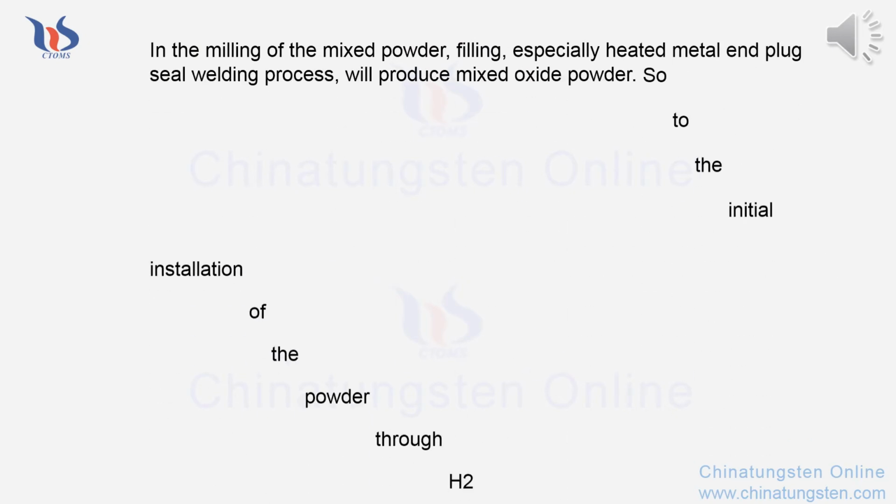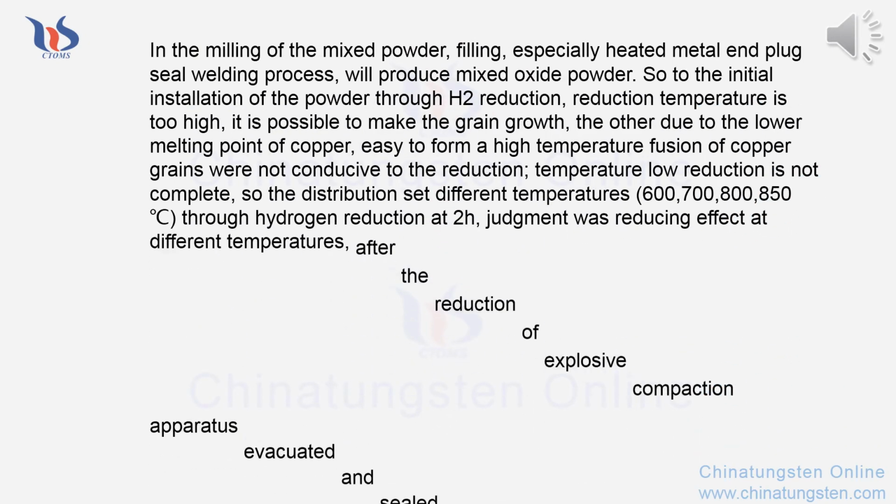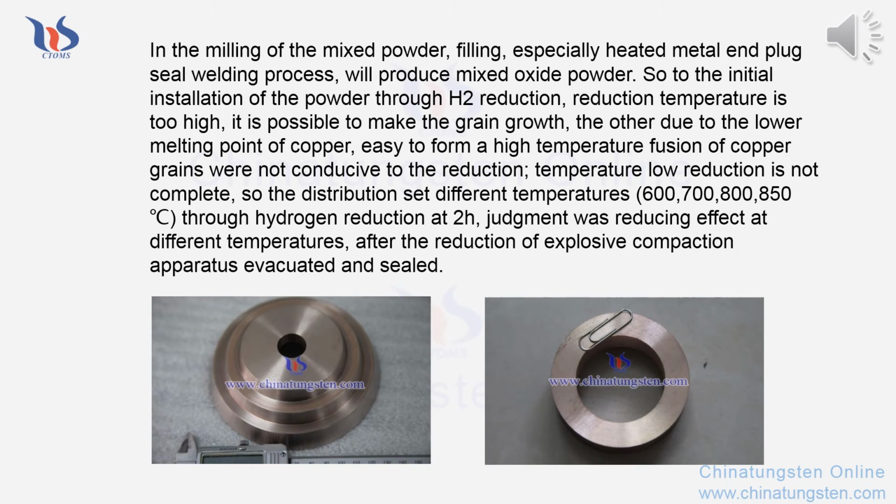During the milling of the mixed powder, filling, heating of the metal, and plug seal welding, mixed oxide powder will be produced. So the initially installed powder is put through H2 reduction. If the reduction temperature is too high, it is possible to make the grains grow. Also, due to the lower melting point of copper, it is easy to form a high-temperature fusion of copper grains, which is not conducive to the reduction.